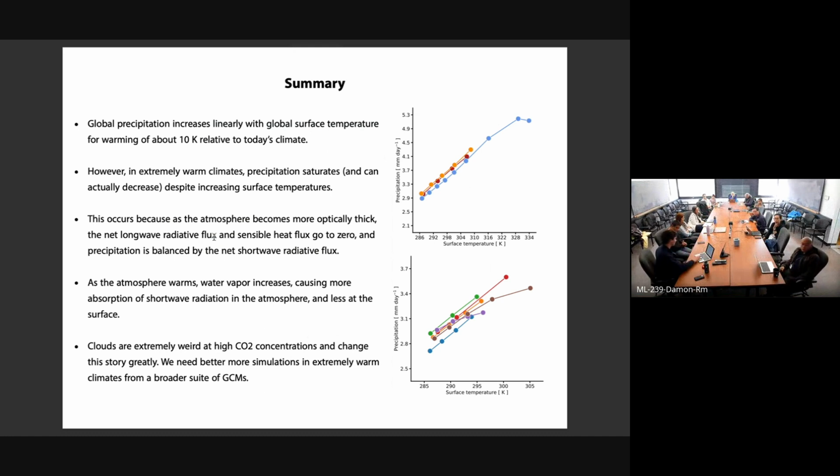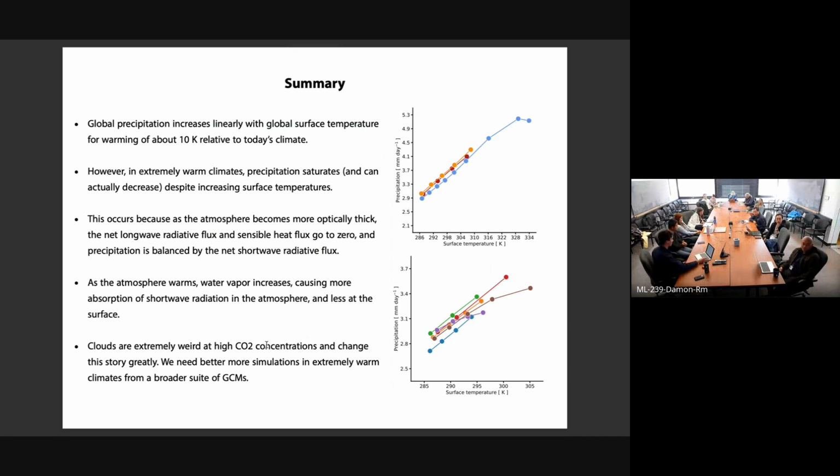That means the sensible heat flux is 0, and essentially precipitation is balanced by the net shortwave flux. And then as the atmosphere warms, it absorbs that shortwave radiation because of more water vapor, so it can't reach the surface. And I just threw in here, clouds are extremely weird at high CO2 values, and that can also change the story greatly. So we just need more simulations that examine these extremely warm climates in a broader suite of GCMs.